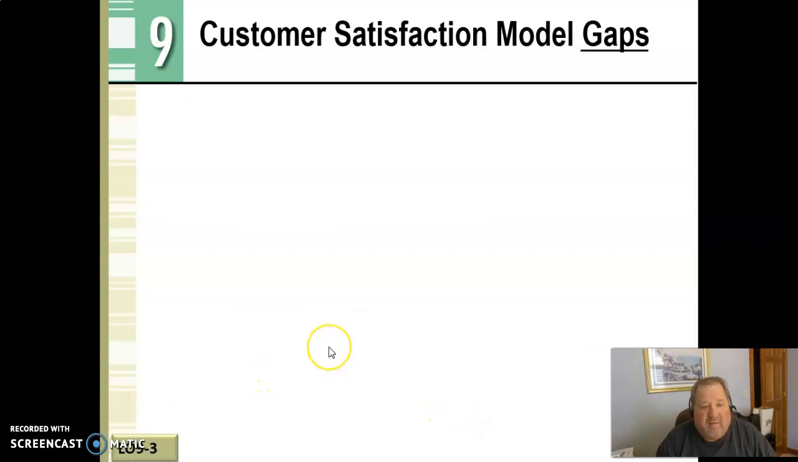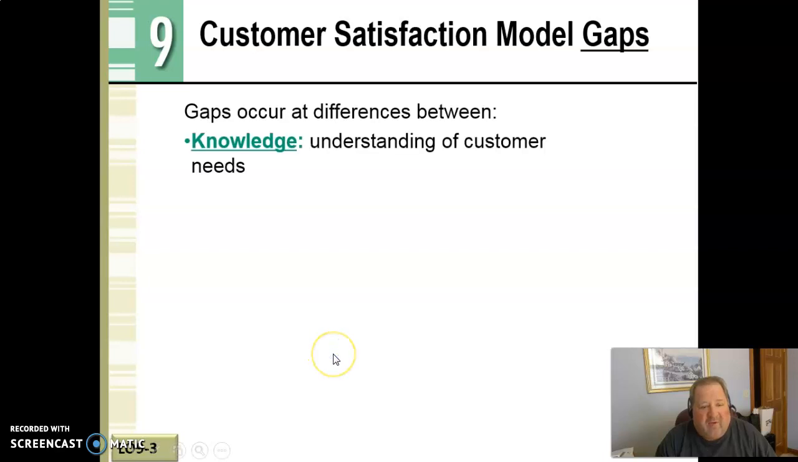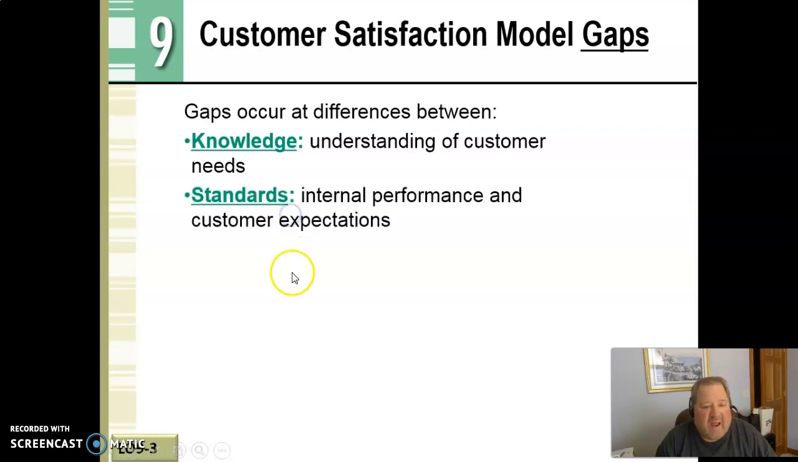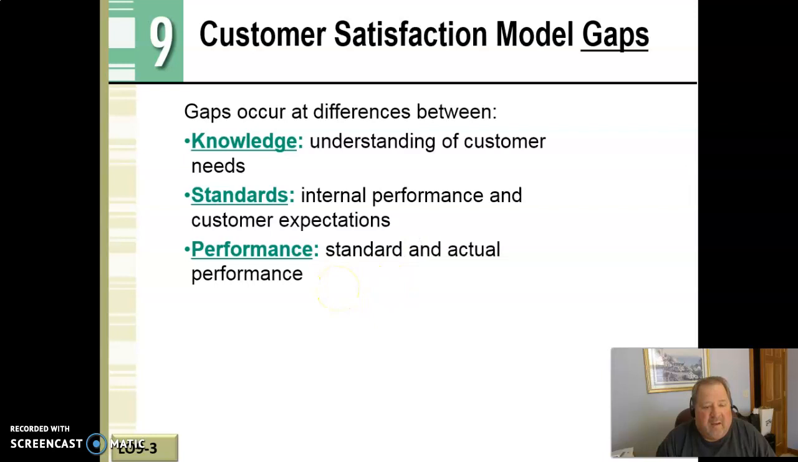Not surprising, oftentimes there are gaps that occur between what customers expect and what we deliver. And these gaps can occur for different reasons. Knowledge. Maybe we think we know what the customer needs, but we really don't fully know what they expect. So there's a knowledge gap. It could be a standards gap between what our level of quality is compared to what the customer expects. Could be a performance gap between standard and actual performance. Maybe we didn't deliver on time, or maybe our order wasn't complete like we thought it was.